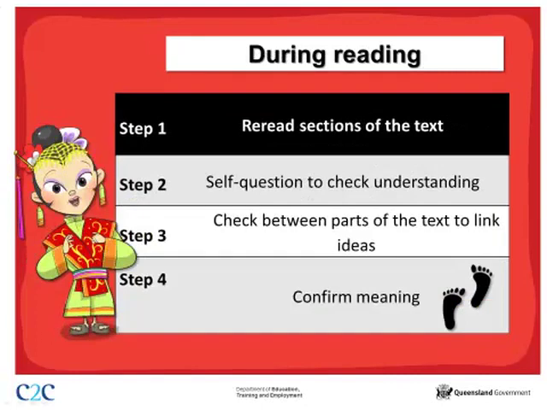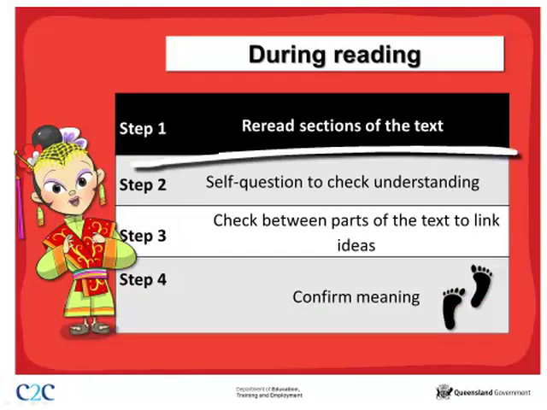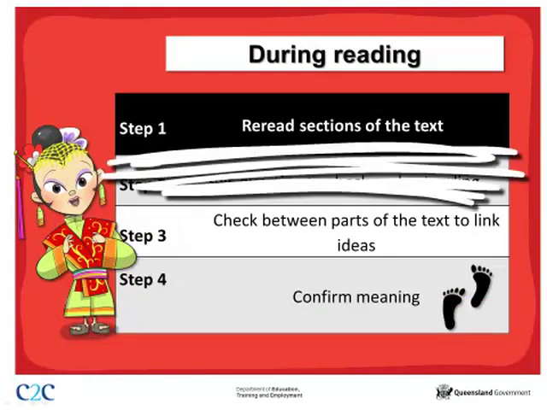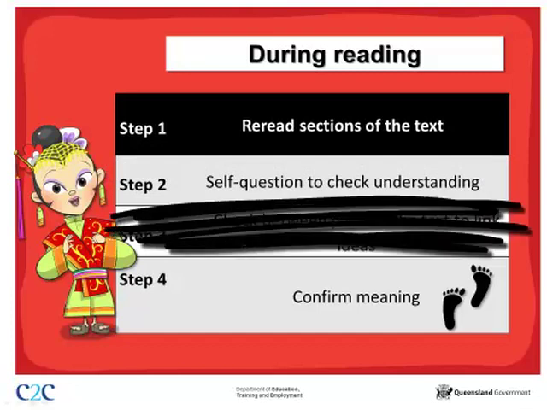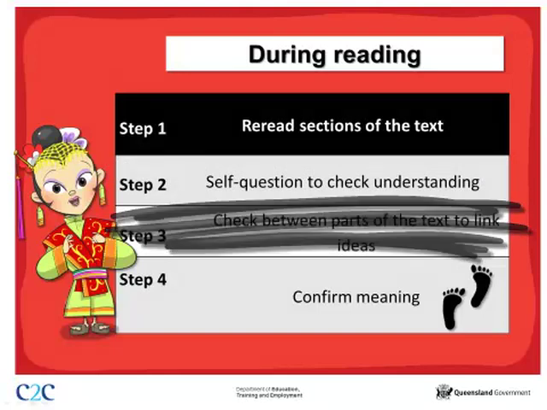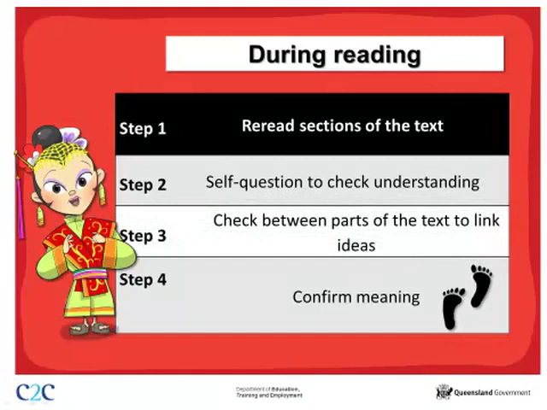As you are reading, it's a good idea to keep these steps in mind. Step 1. Reread sections of the text if you are unsure what is meant, or if there are any difficult words. That means go back and read that part of the text again. Step 2. Ask yourself questions to check you understand what is being read. This way you can make sure you really understand what the author or storyteller is trying to tell you.